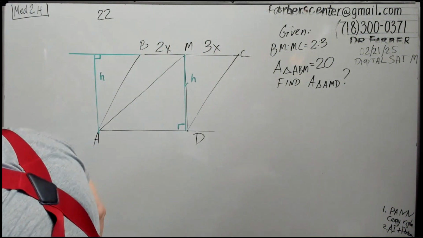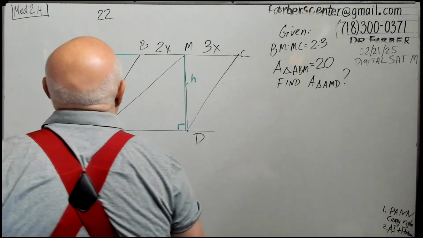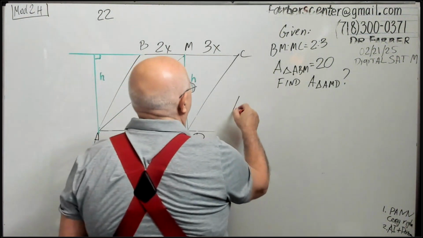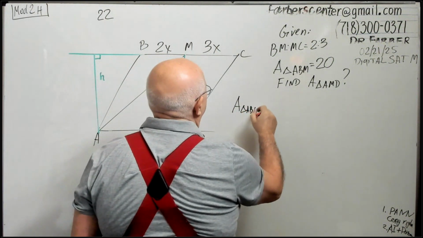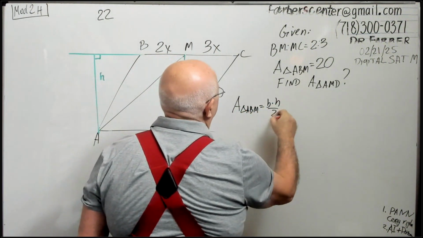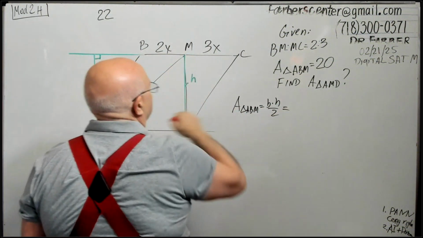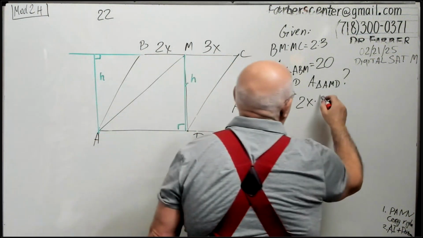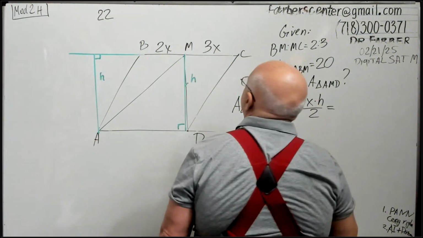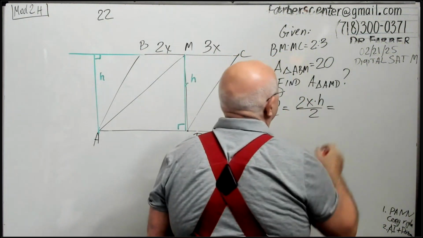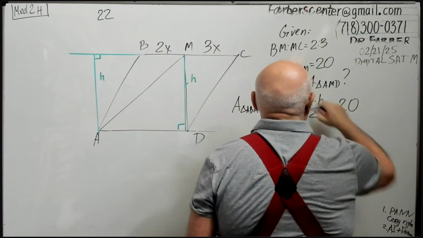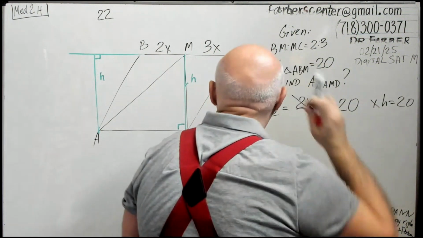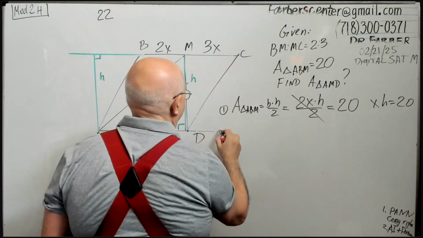Okay. Now, to find the area of ABM, area of triangle ABM equals base times height divided by 2. Base is 2x times height, the obtuse triangle height, divided by 2. And this equals 20. Cancel out. I get xh equals 20. That's step number 1.